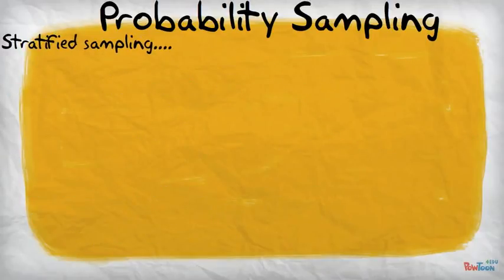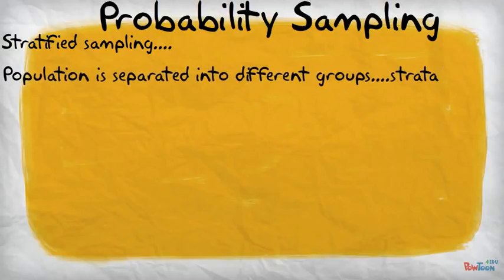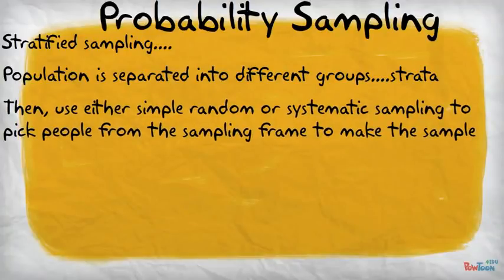The next is stratified sampling. This is when the population is separated into different groups or strata. Let's take the example of the Greek members. We could separate the Greek members into different strata of each fraternity and sorority on campus. Then we use either simple random or systematic sampling to pick people from the sampling frame to make that sample.